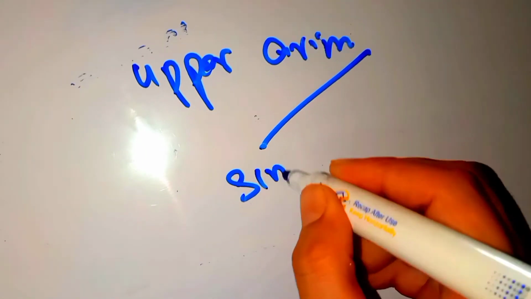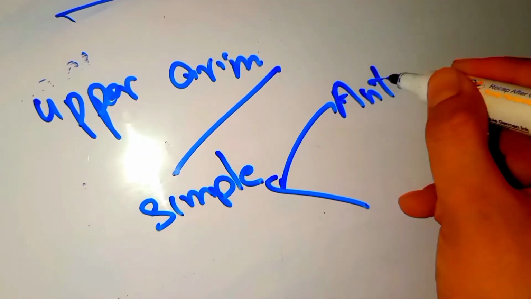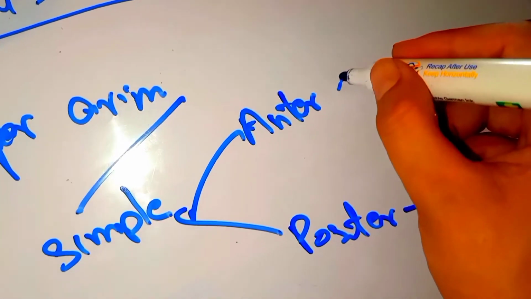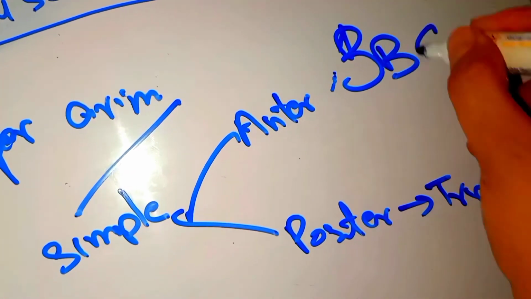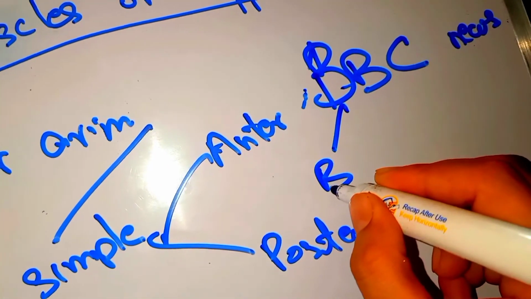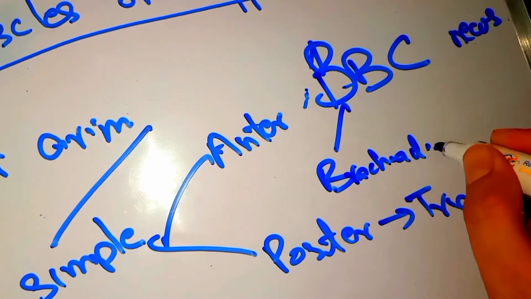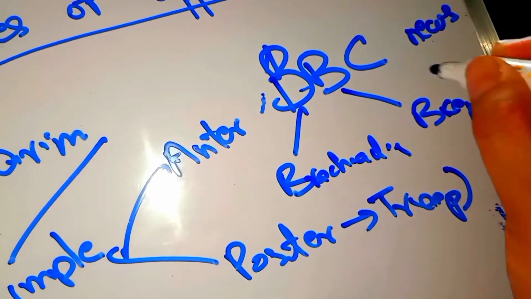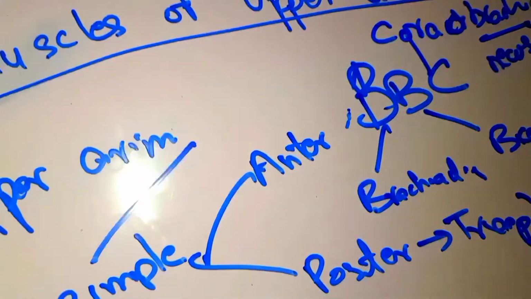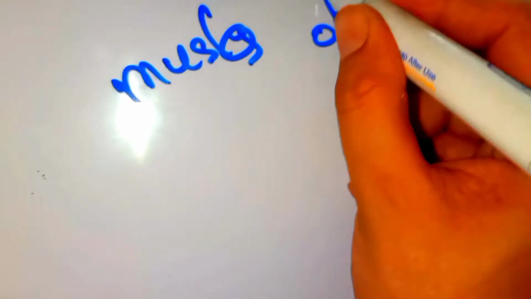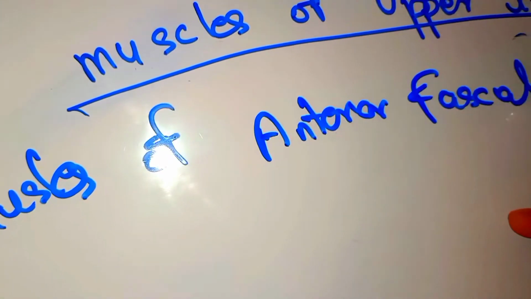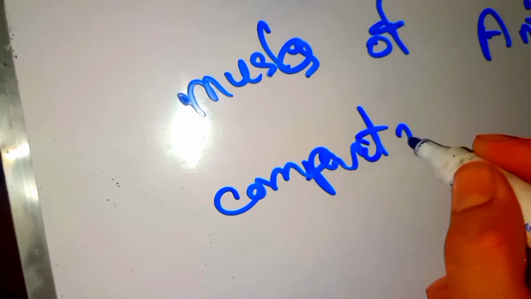Now I have made a mnemonic for the upper arm muscles also. It's simple. Divide into anterior and posterior. In the anterior, BBC, like BBC News. First B is for the brachialis, other is for the biceps brachii, and third is for the coracobrachialis. Posterior compartment, it is easy. It's only triceps.